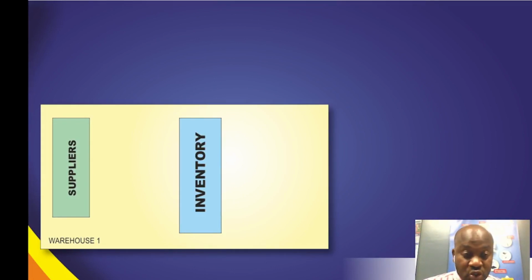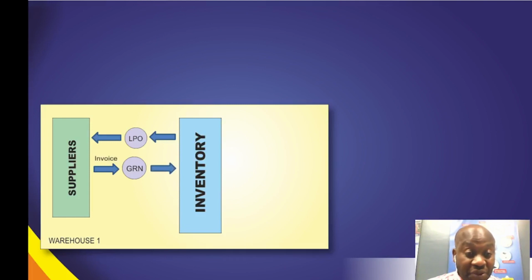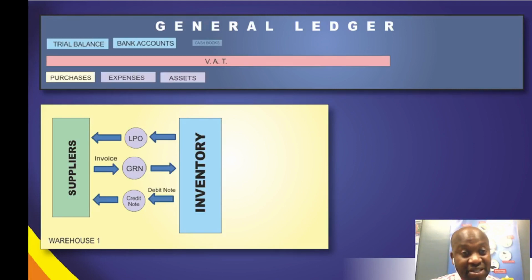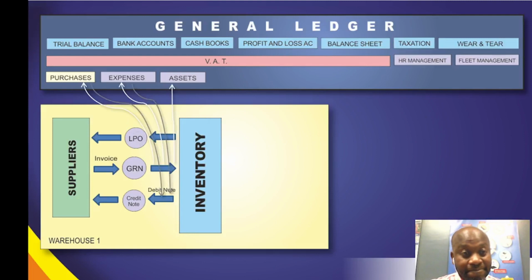At times when you are doing orders, it will prompt you to do LPOs, and after the supplier supplies you goods, upon receiving those goods you'll be prompted to do what we call a GRN. If there are some things you may not require, you can do a credit note, that is returning that stock to the supplier. With those activities in the background of the system, your entire general ledger will be updated automatically. Your expenses, your purchases, your assets, your VAT will be updated automatically.